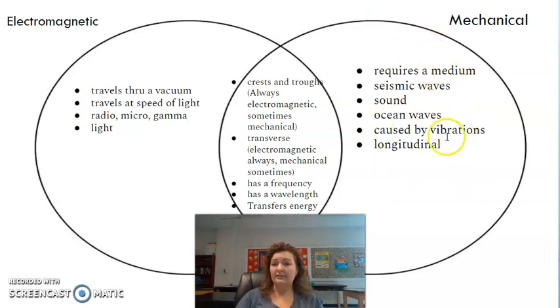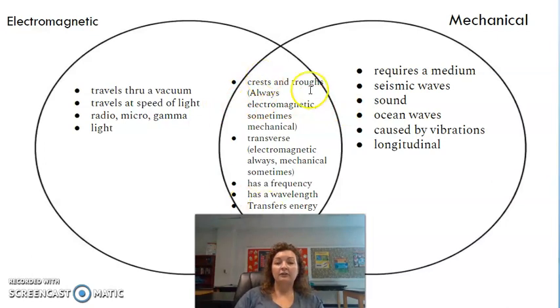If we go to the opposite side with mechanical, you can see that it does require a medium to travel through. Seismic waves, which is earthquake waves, you guys, that is a mechanical wave. Sound waves is an example. Ocean waves is an example. It's caused by vibrations. That's definitely mechanical. And longitudinal waves are going to be only mechanical, okay?